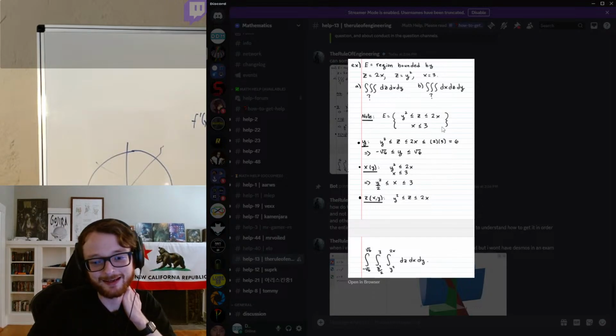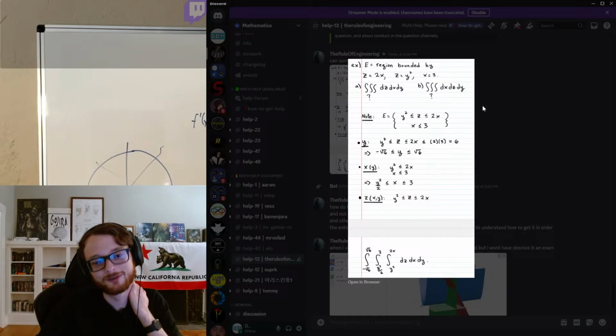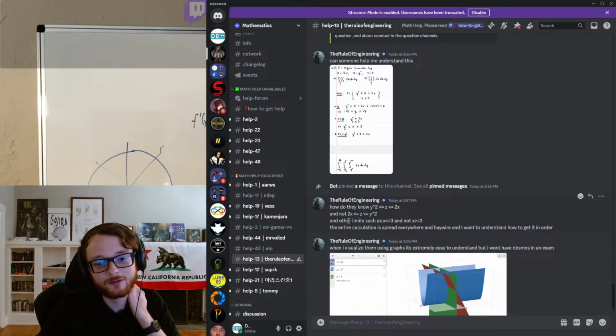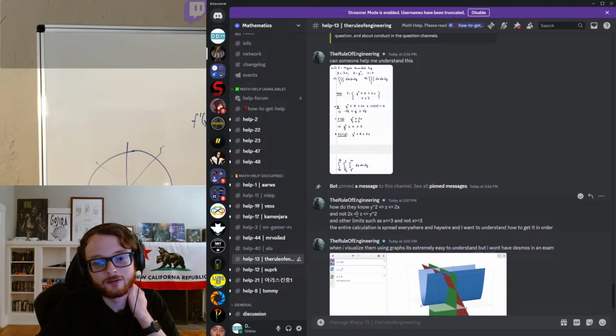This technique kind of makes no sense to me. I want to figure out if I can figure out the problem the way that I would think of it and then reverse engineer. Actually, what's their question? How do they know y squared is less than or equal to z less than or equal to 2x?